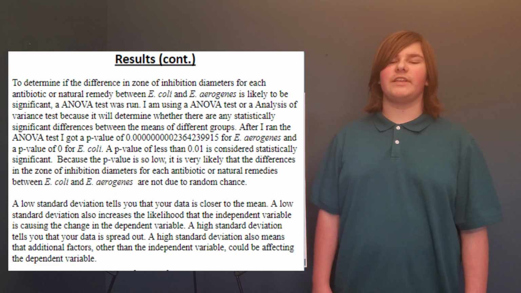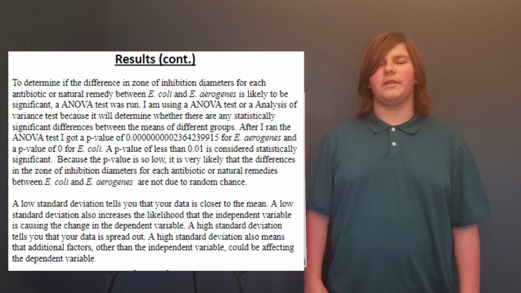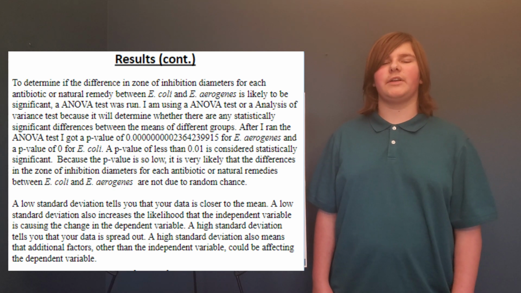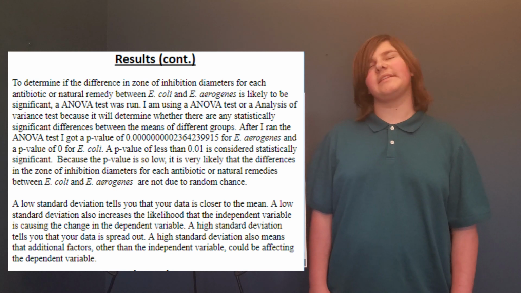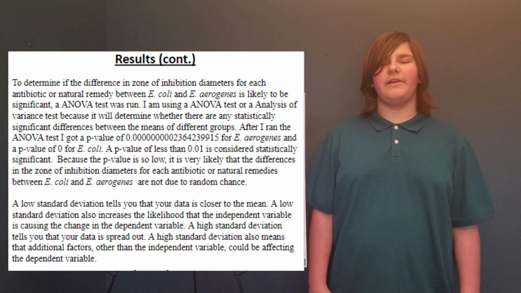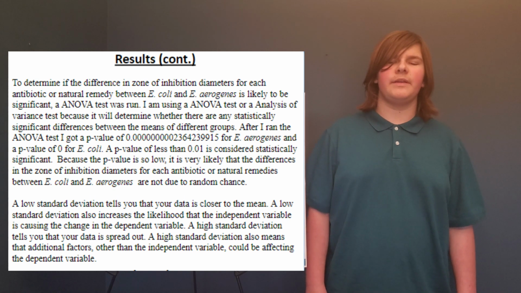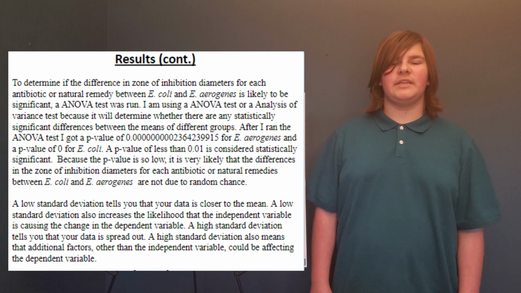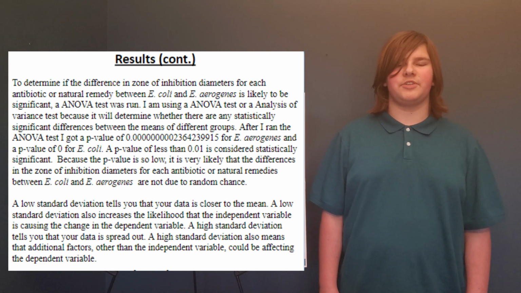After I ran the ANOVA test, I got a p-value of less than 0.01 for the Enterobacter aerogenes, and a p-value of 0 for E. coli. A p-value less than 0.01 is considered statistically significant. Because the p-value is so low, it's very likely that the differences in the zone of inhibition diameters for each antibiotic or natural remedy between E. coli and Enterobacter aerogenes are not due to random chance.